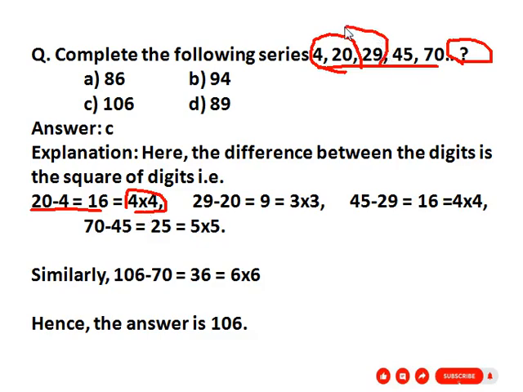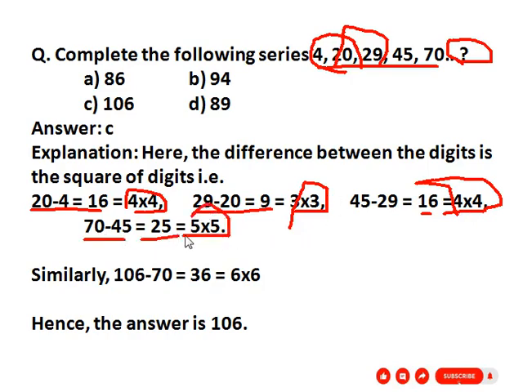Then the next two numbers, 29 minus 20, that is 9, 3 square. Then the next two numbers, 45 minus 29 is 16, that is 4 square. Then 70 minus 45 is 25, that is 5 square. So here the difference between the numbers is the square of a number. So similarly the next number will be what? 106. How? 106 minus 70 equals 36. So 6 square. So our correct answer is 106.